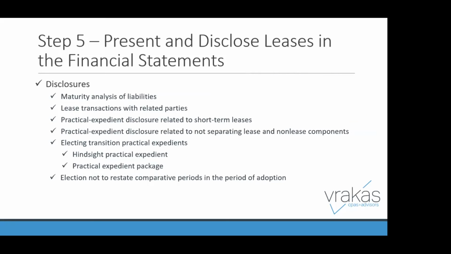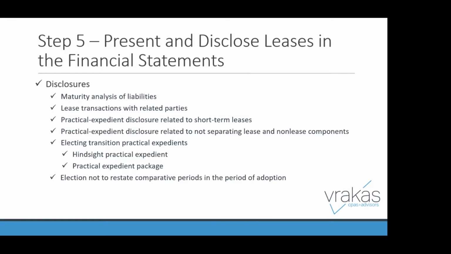But there is still more. The maturity analysis of your liabilities, which is very similar to what we're used to, leases with related parties, etc. And then there's some practical expedients here that we will talk about on the next couple slides as we talk about transitioning to the new standard. So just kind of want to pause there. That would be the 5-step model for how you're going to determine you have a lease, determine what type of lease you have, account for that lease, present the lease, and disclose the lease.